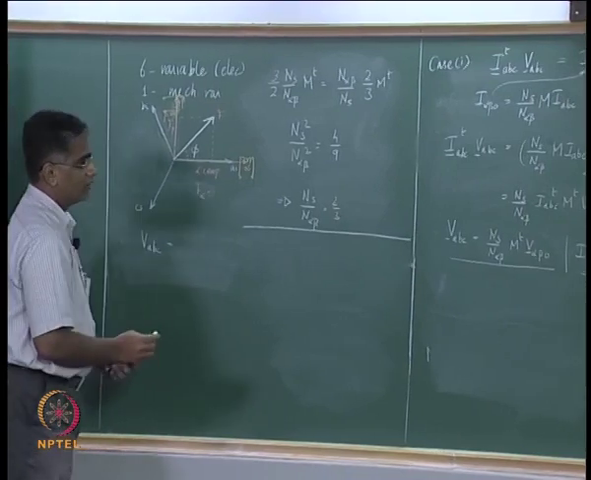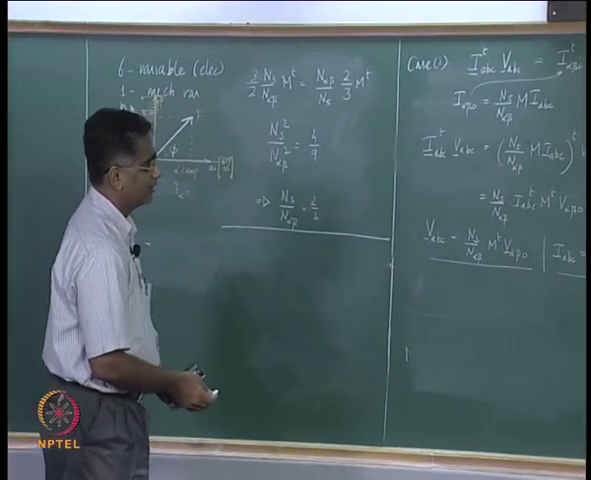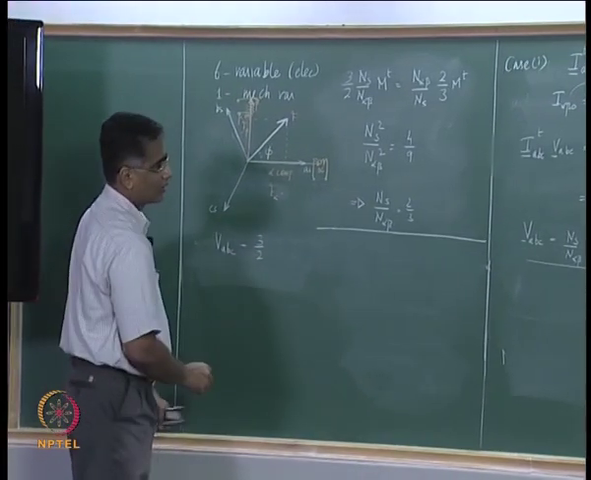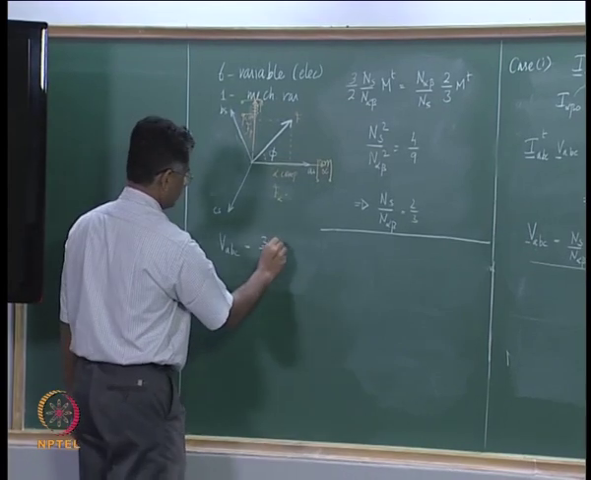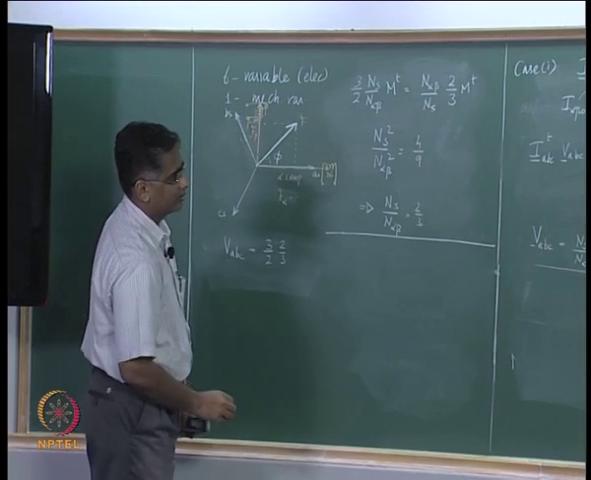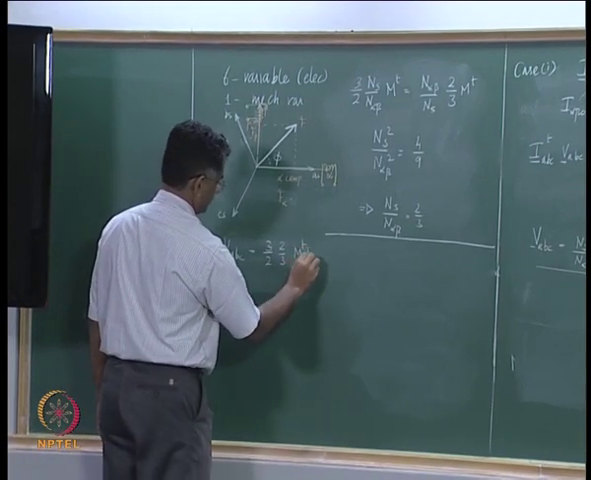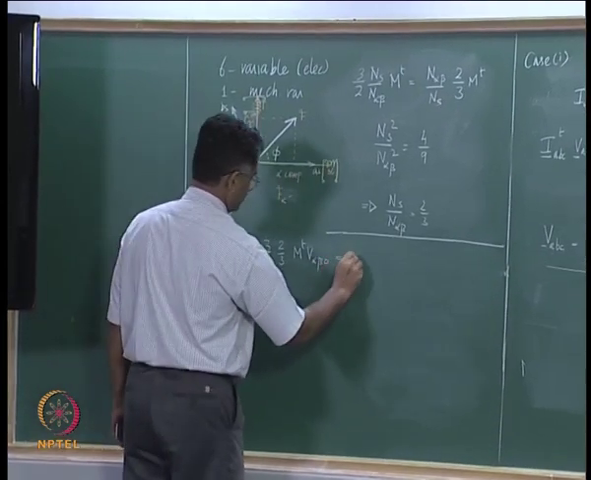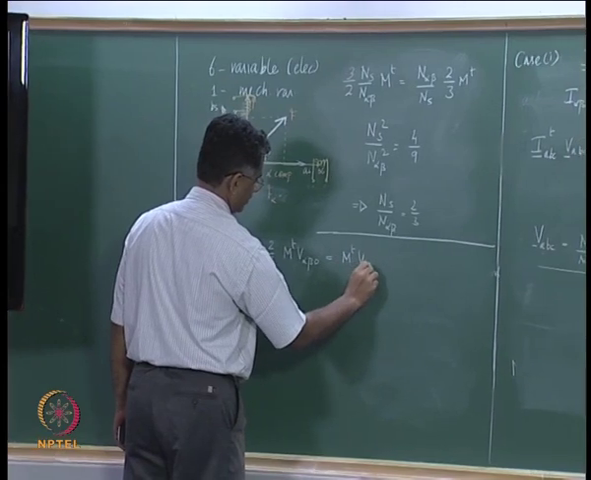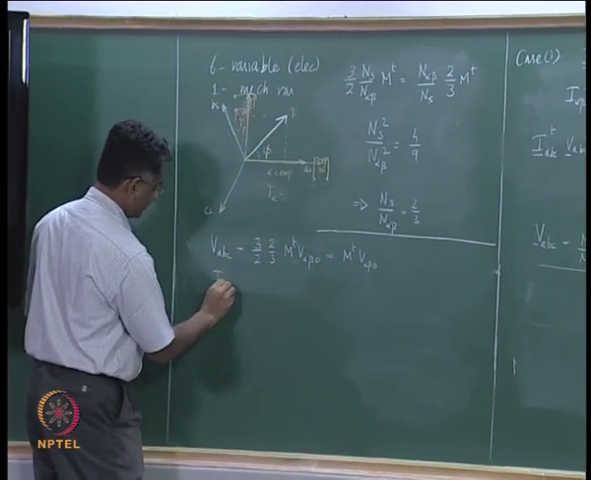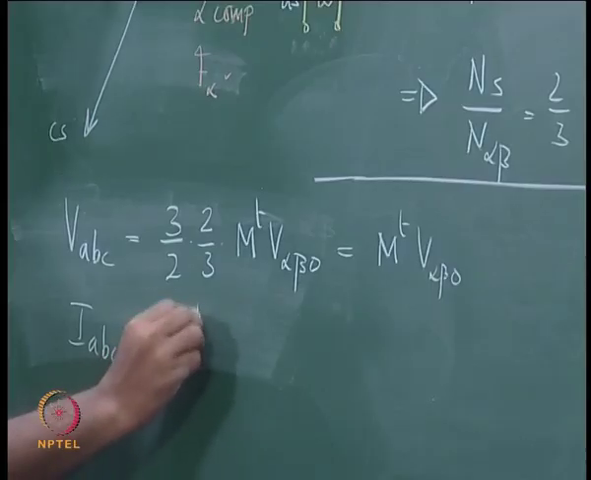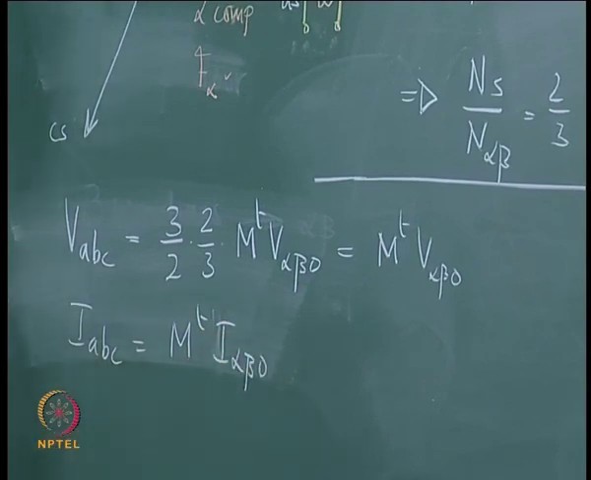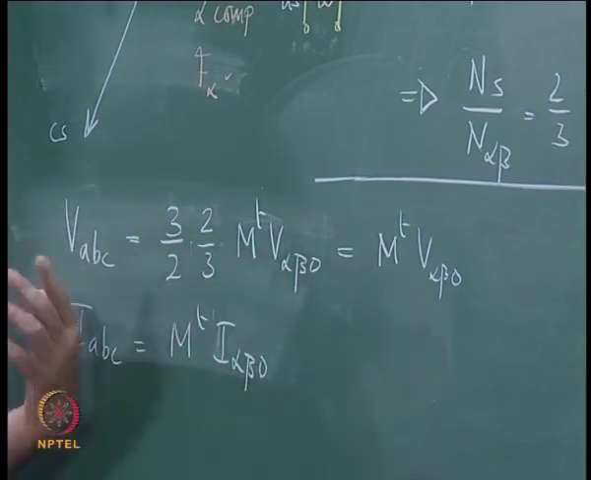So let us look at VABC. VABC in the second case is 3 by 2 times ns by n alpha beta, which is 2 by 3, times m transpose into V alpha beta 0, which is nothing but m transpose into V alpha beta 0. Similarly, obviously IABC will also be equal to m transpose into I alpha beta 0, because we have intentionally said that the equations transforming V and I should be the same.